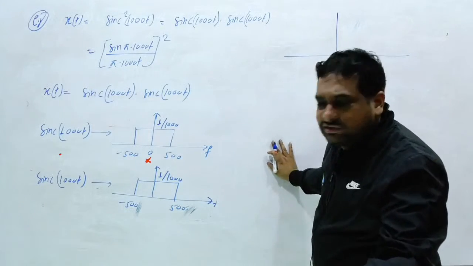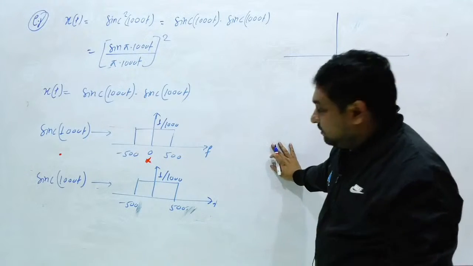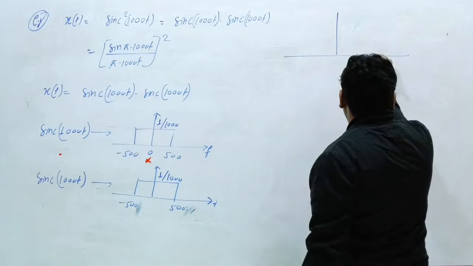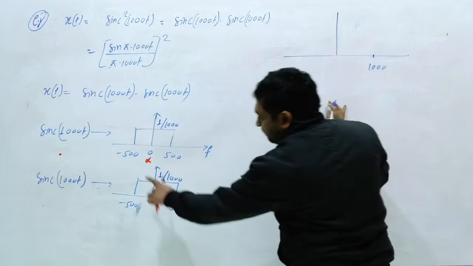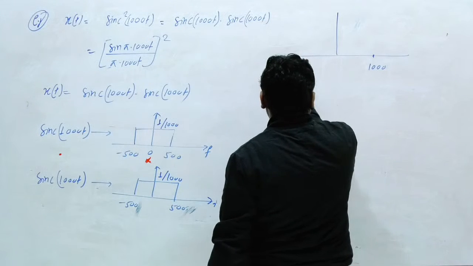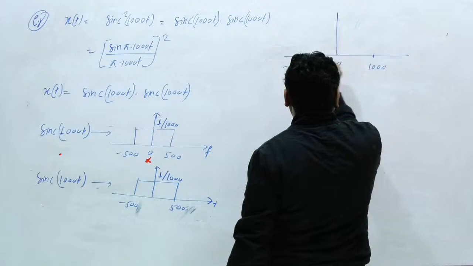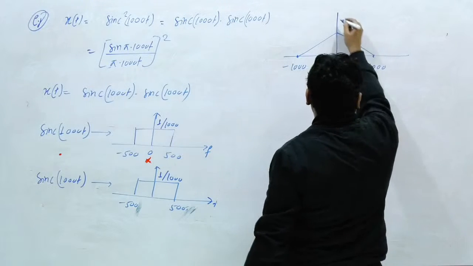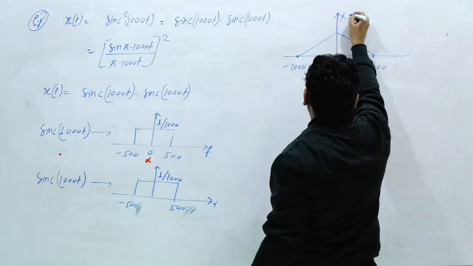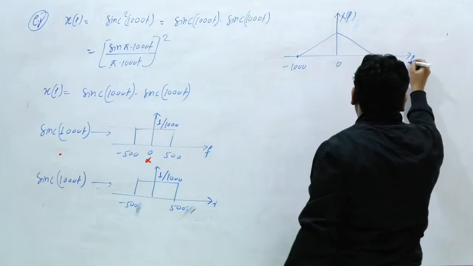Many cases can be possible. We are interested in bandwidth. So this 500 plus 500 will be 1000. This minus 500 minus 500 will be minus 1000. This is 0. You will get a triangle signal like this. So this will be the Fourier transform of this signal, X of f, and this is f.